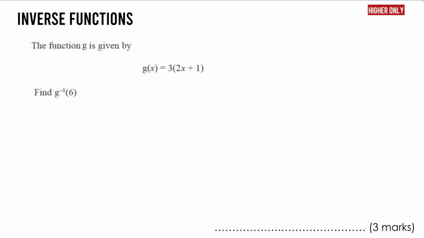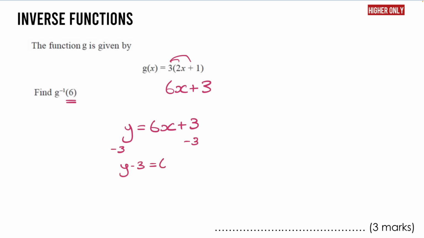Now an inverse function is relatively nice if your function doesn't look particularly nice, or if it's got something like this where we have a bracket that we just need to sort out first. We can expand that, so it gives us 6x plus 3. Now this wants us to find the inverse function of g, and it wants us to substitute 6 in. There are different ways of doing this, but I prefer just to find the inverse. So I write it as y is equal to 6x plus 3, and then make x the subject. So take away 3 from both sides, we get y minus 3 is equal to 6x, and then divide by 6, which gives us the value of 1x.